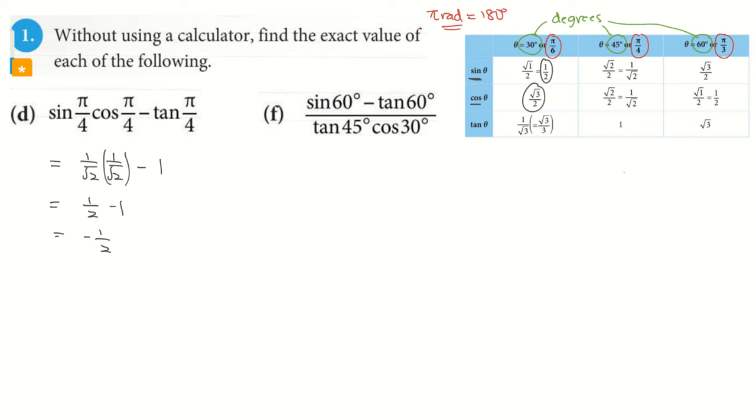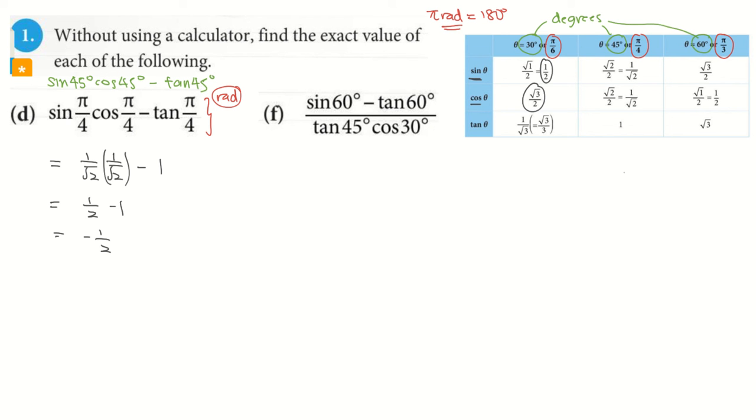And you are able to check your answers using the calculator. You just have to key this in radians in your calculator. Or if you don't know how to key in radians, you can key in degrees as well: sine 45 times cosine 45 minus tangent 45. You should be able to get negative half.